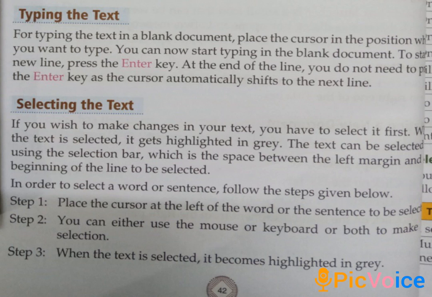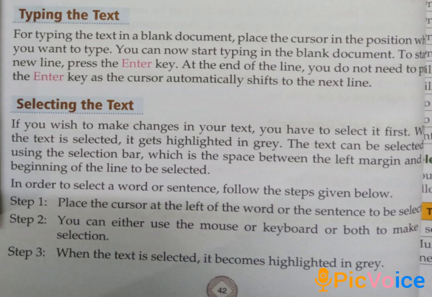Selecting the text. If you wish to make changes in your text, you have to select it first. When the text is selected, it gets highlighted in gray. The text can be selected by using the selection bar, which is the space between the left margin and the beginning of the line to be selected.